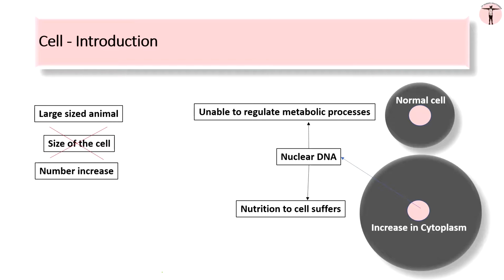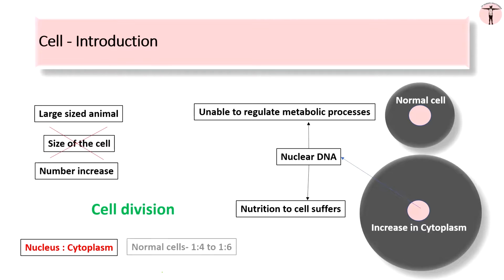Thus the cell division is nature's best choice to restore an optimal relationship between the nucleus and the cytoplasm. The nuclear cytoplasmic ratio in normal cells is about 1:4 to 1:6. But in malignant cells, the nuclei are disproportionately large for the cell and the nuclear cytoplasmic ratio may approach 1:1.